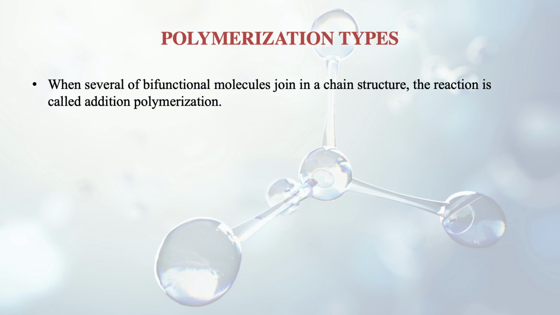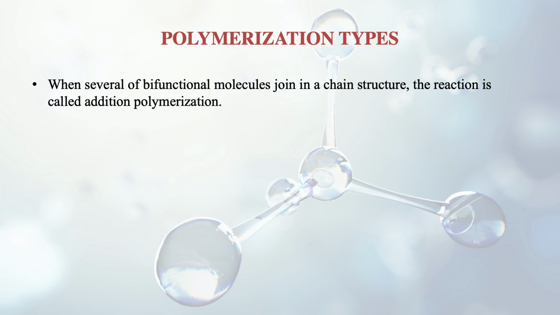Before this we discussed polymers and monomers. Now, what are the types of polymerization? When several bifunctional molecules, like we studied in the previous session, where there are bifunctional and trifunctional molecules, meaning their two ends are active, join in a chain structure, this is called addition polymerization.